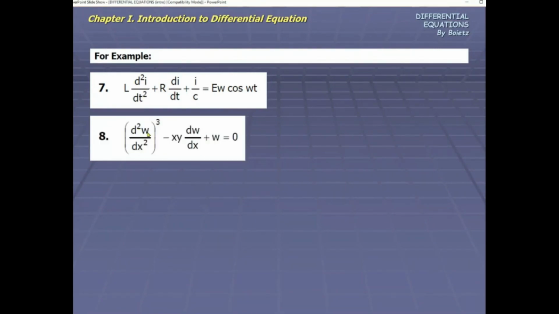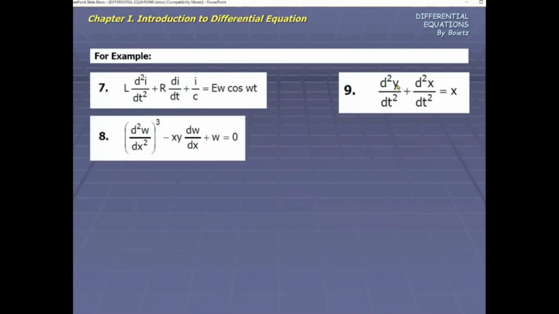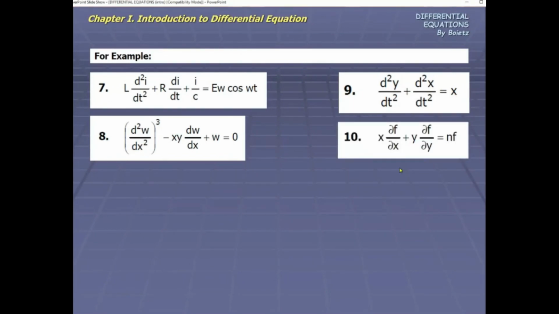The second derivative of w with respect to x, raised to the cube, minus xy dy over dx plus w equals 0. Number 9, the second derivative of y with respect to t plus the second derivative of x with respect to t equals x. And another, this one is x times the partial derivative of f with respect to x plus y times the partial derivative of f with respect to y equals nf. Here you notice you have three variables, w and x, then x, y and t. Here you have f, x and y only. And then you have n coefficients or constants or parameters.